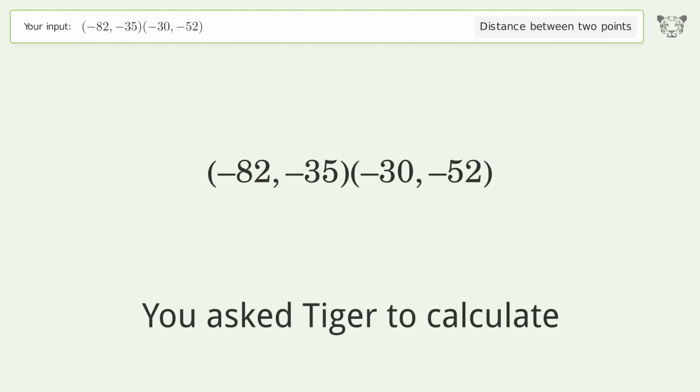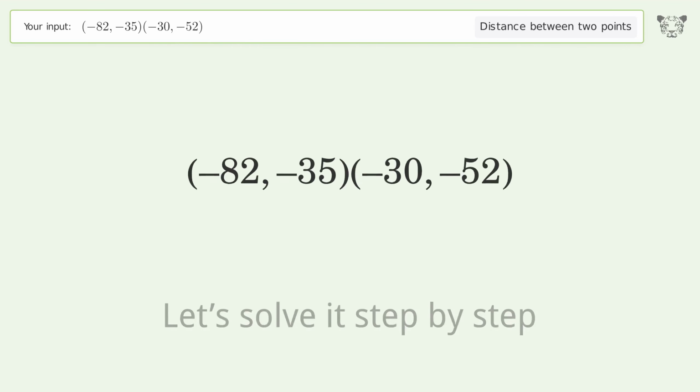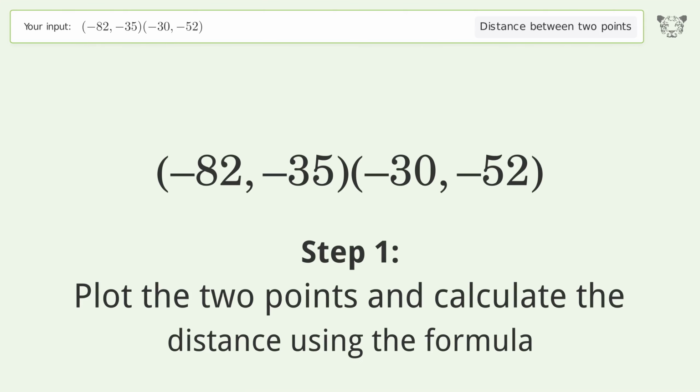You ask Tiger to calculate. This deals with the distance between 2 points. The distance between the 2 points is the square root of 2,993, or 54.708. Let's solve it step by step. Plot the 2 points and calculate the distance using the formula.